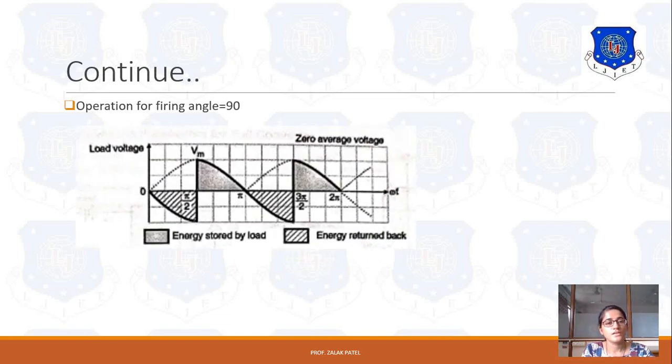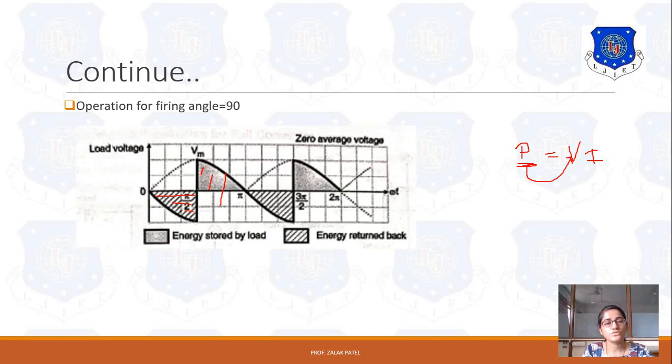Next operation is when firing angle is equal to 90 degree. Now see this figure. Here you can see that the positive half cycle period and the negative half cycle period are almost equal. If you want to calculate the total power, the equation for power is V into I, meaning power flow depends on the voltage waveform.